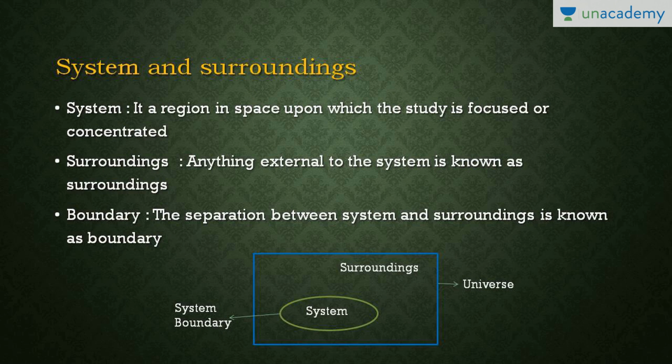What is a system? A system is a region in space upon which the study is focused. For example, the room in which you are sitting and listening to my lesson, for that particular instant, for that particular time, that room is your system. And after the system, till infinity, whatever it is, is surroundings. Anything external to the system is known as surroundings.